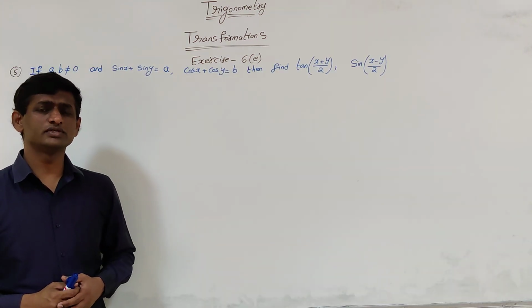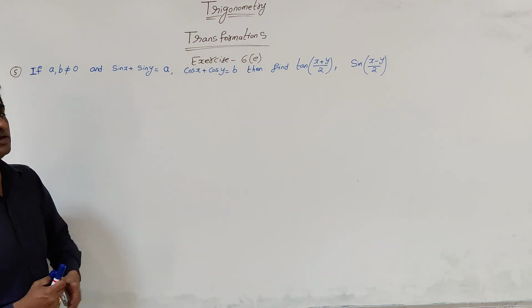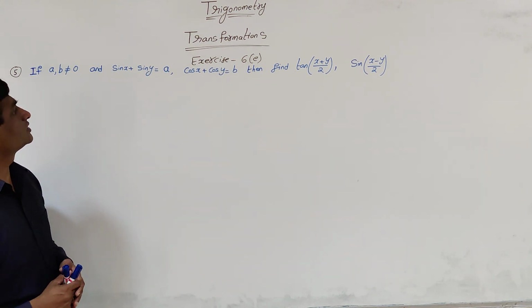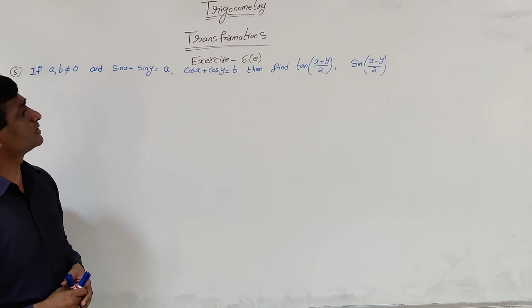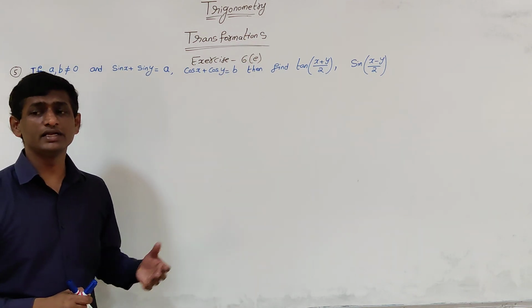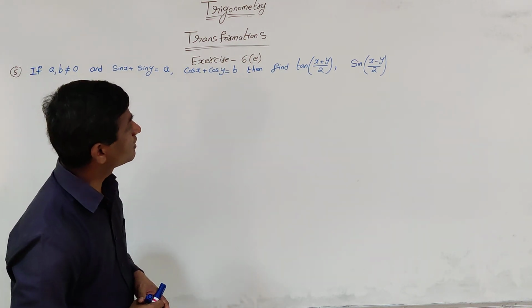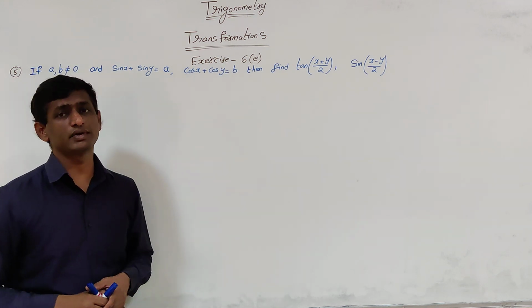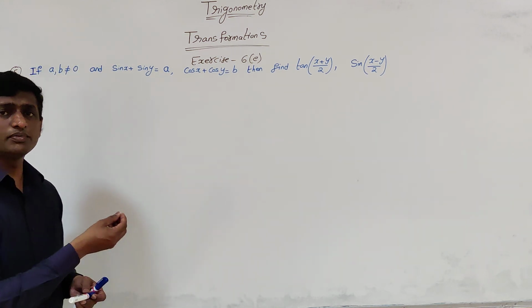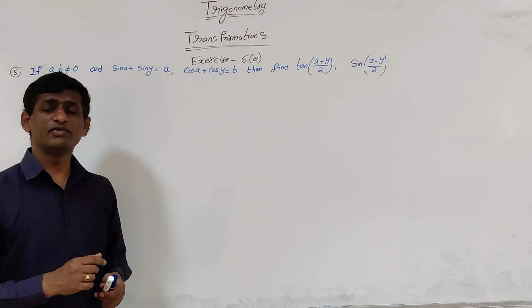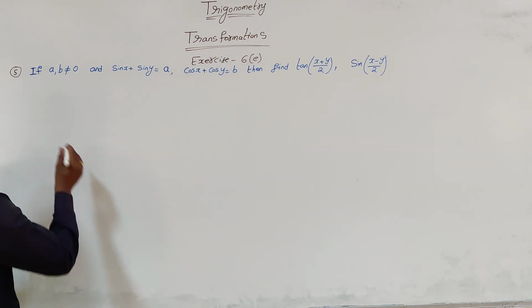The next problem is, if a, b not equal to 0 and sin x plus sin y is equal to a and cos x plus cos y is equal to b, then find tan of (x plus y) by 2 and sin of (x minus y) by 2. This type of problems are very, very important. Now we'll see the proof.